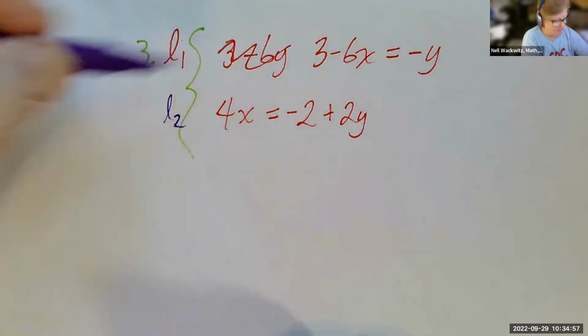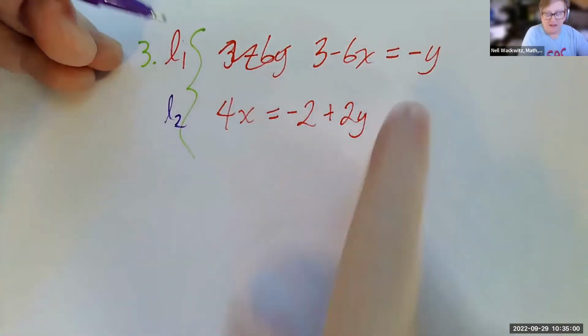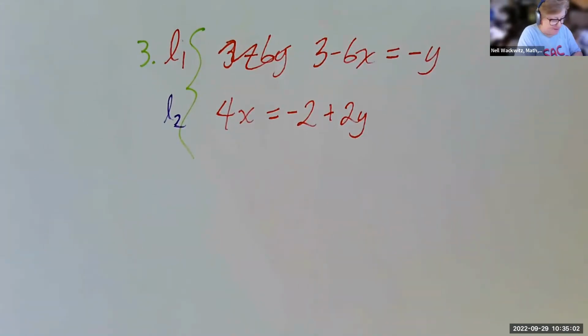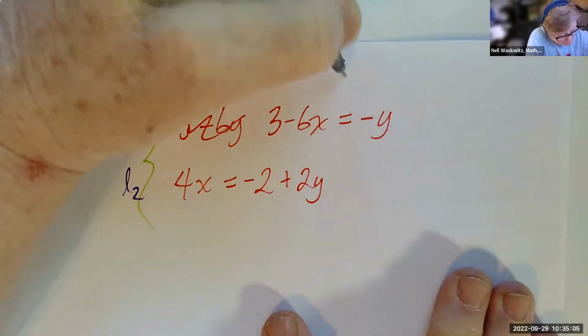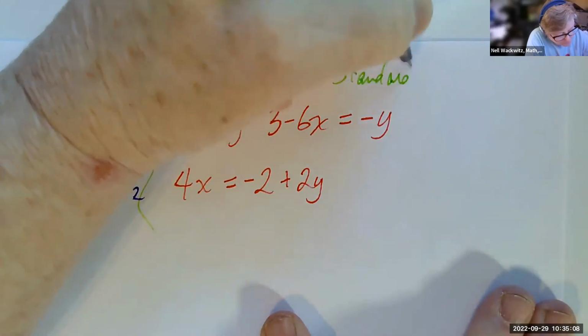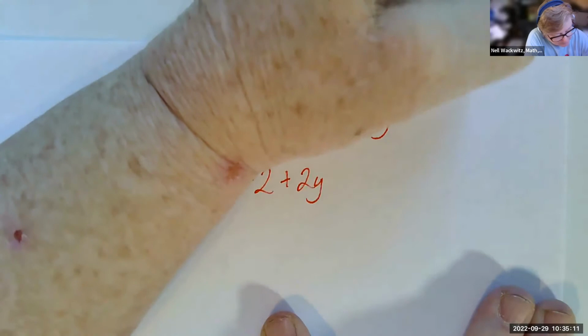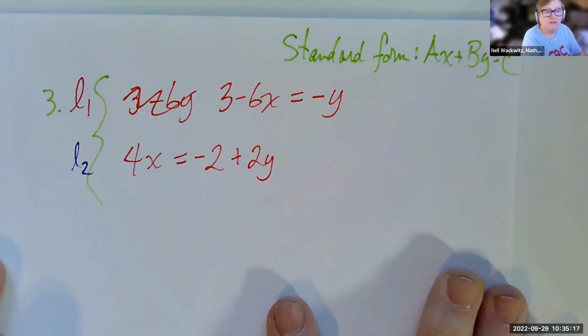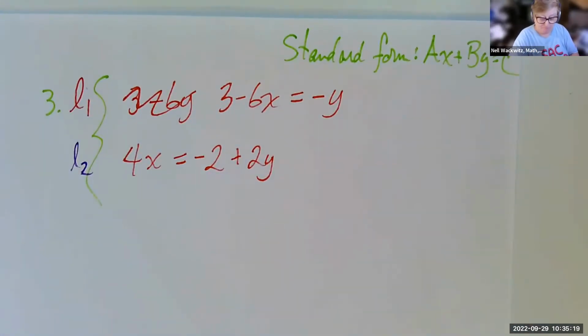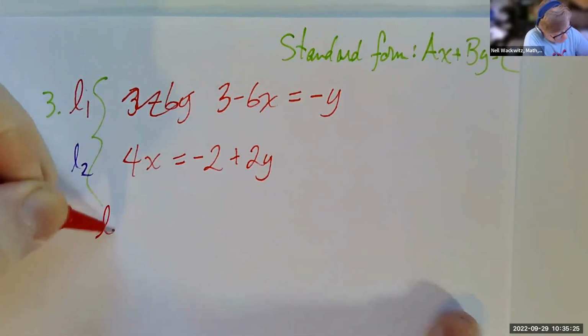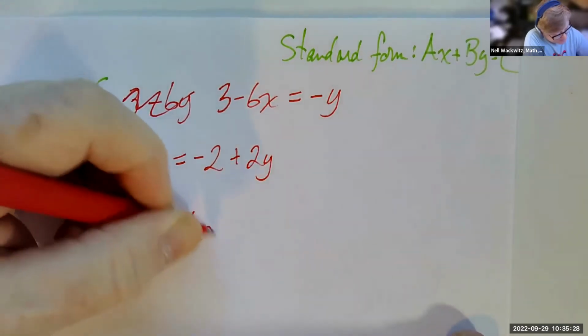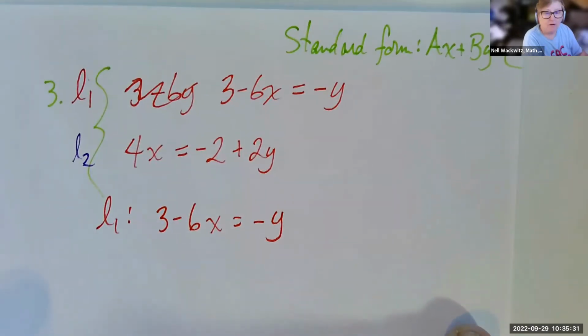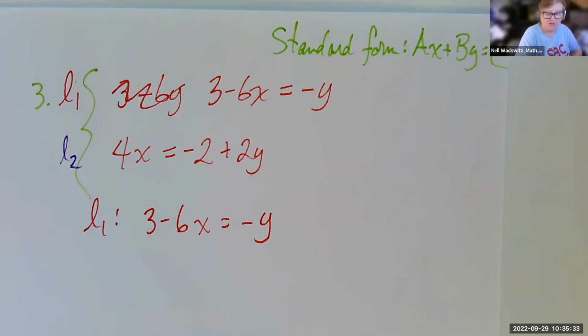All right, so is line 1 already in standard form? Let's remember standard form: ax plus by equals c. So is line 1 already in that correct form? No. All right. So we've got line 1. It is 3 minus 6x equals negative y. What do we need to do to get it into standard form? Bring over the y.